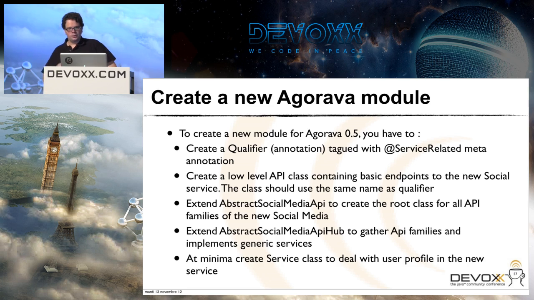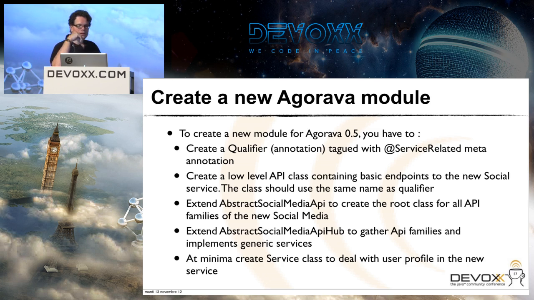So how do we create a new Agorava module? In Agorava 1.5, to do that, you have to create a CDI qualifier, with the @service related meta annotation. We will see an example of a module after that.